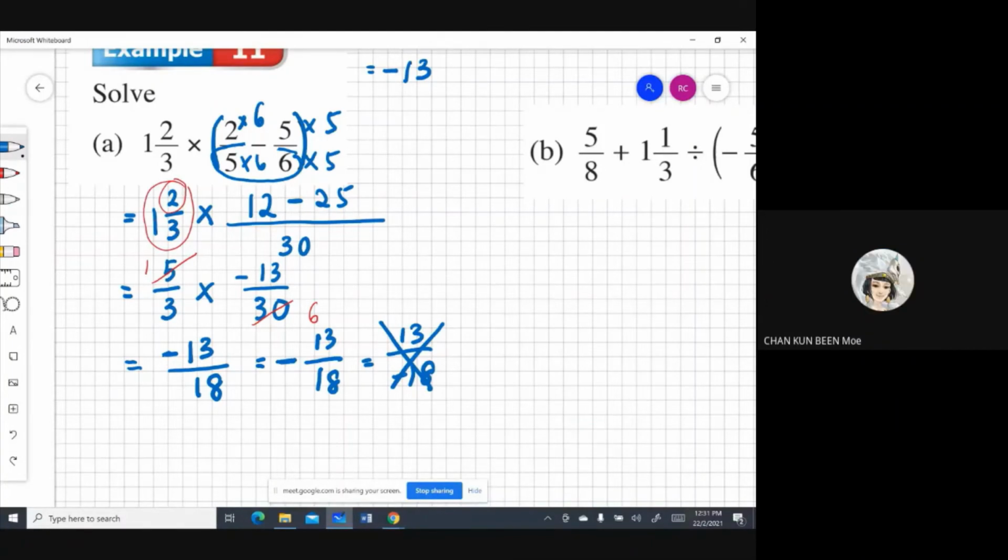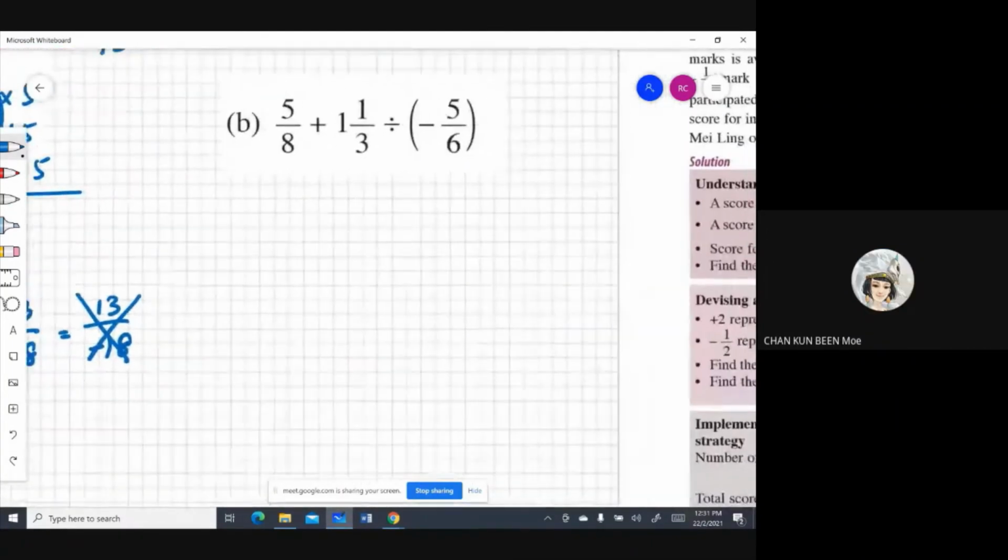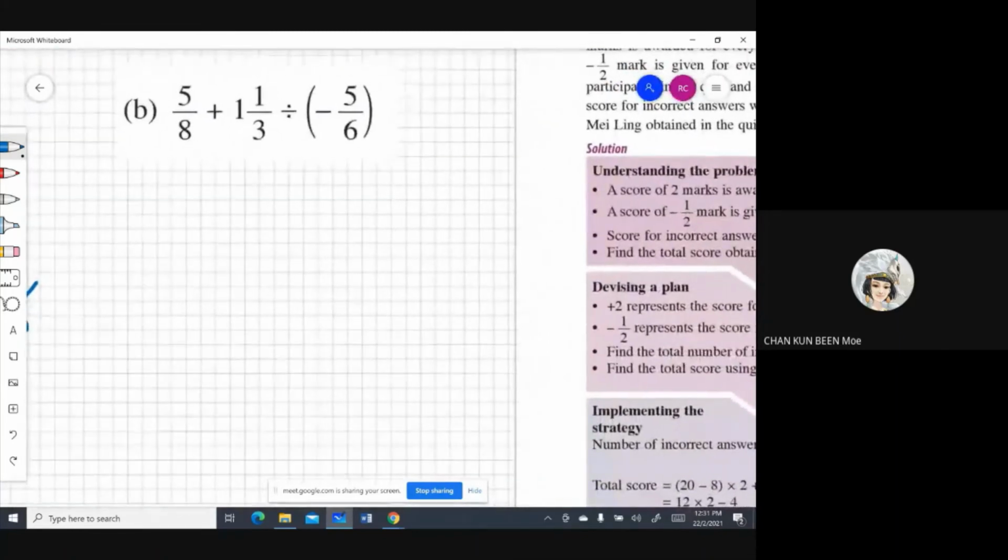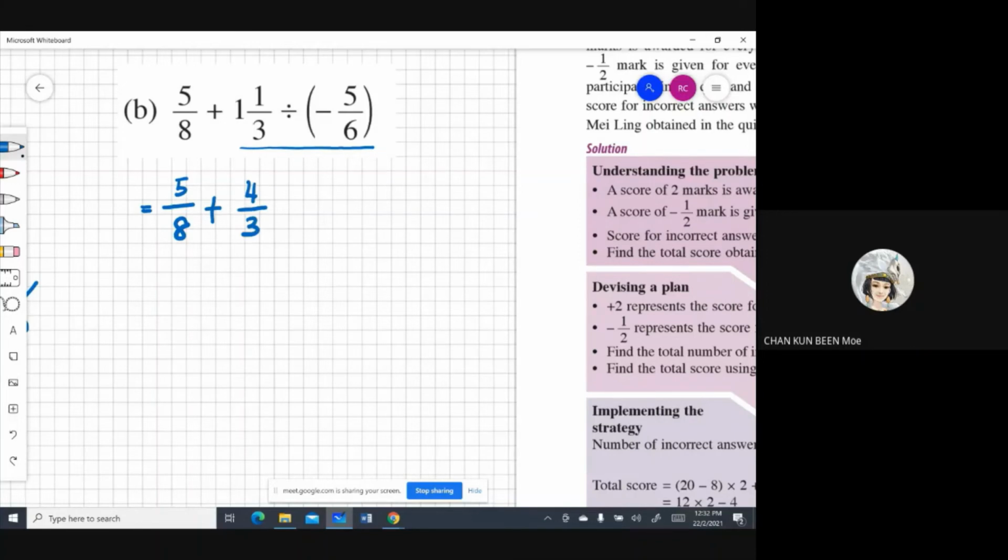Now we continue with the second question here, B. Okay, B we have 5 over 8 plus 1 over 3 divided by negative 5 over 6. So the operation that we have is a plus or addition and divide and a bracket. But then bracket, there's nothing else. So we are going to solve the division first, this part. Okay, 5 over 8, you copy down. Plus, also copy down. Change 1 over 3 becomes improper fraction. So 3 times 1, 3, plus 1, it is 4 over 3.